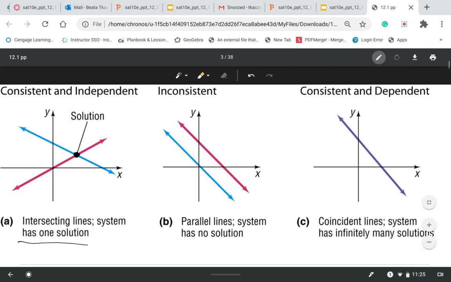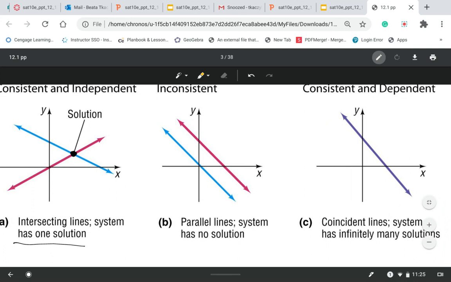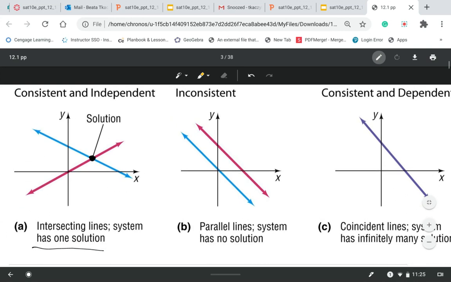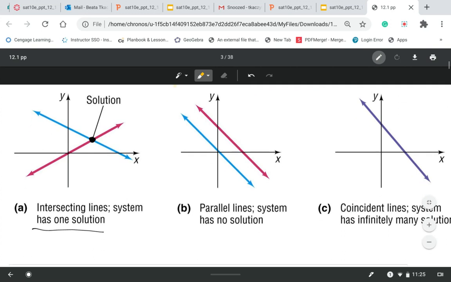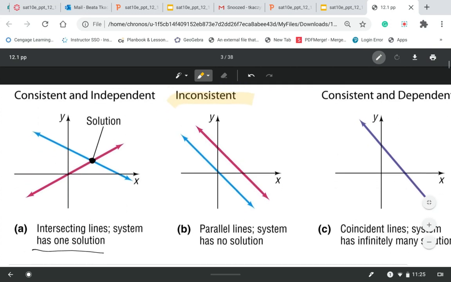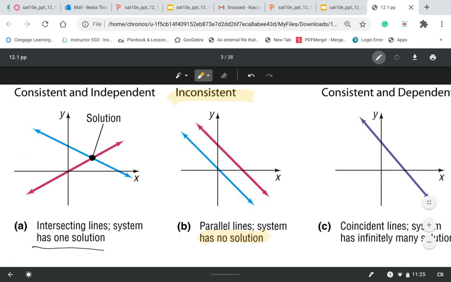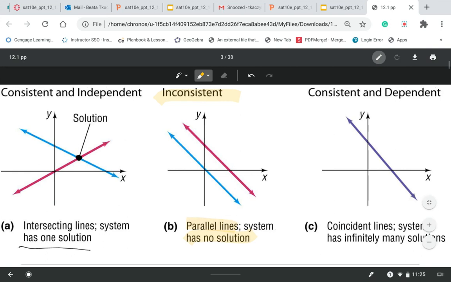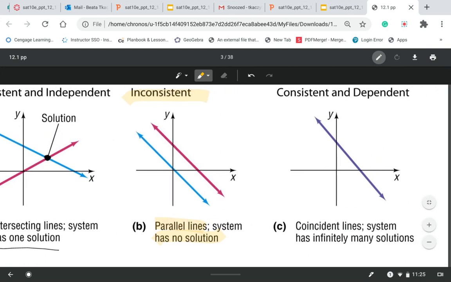Now we can have a case when our 2 straight lines are parallel to each other. So the system which doesn't have a point of intersection, we call inconsistent. And this system, which is inconsistent, has no solution. So the only case when 2 straight lines don't have solutions is when they are parallel to each other.